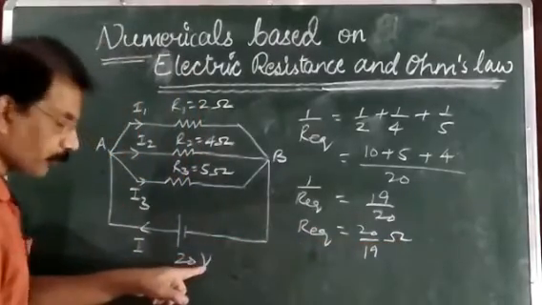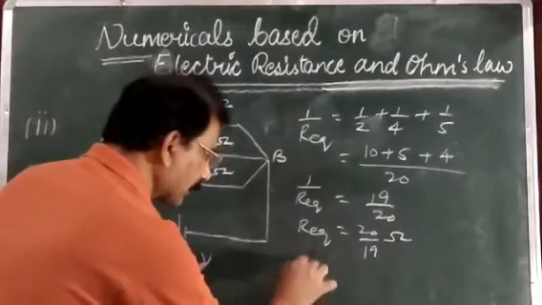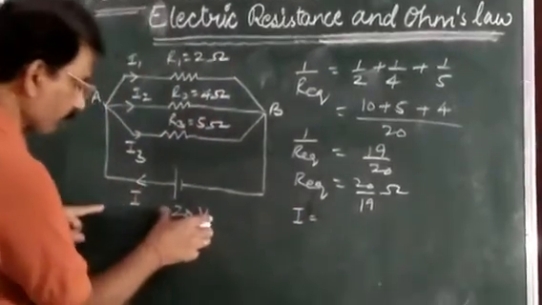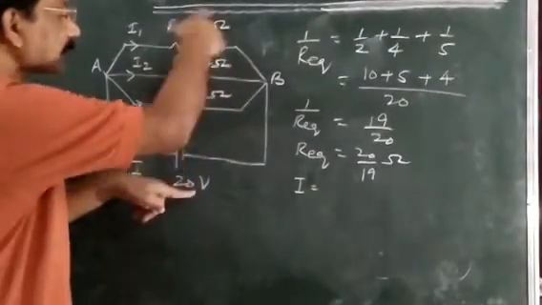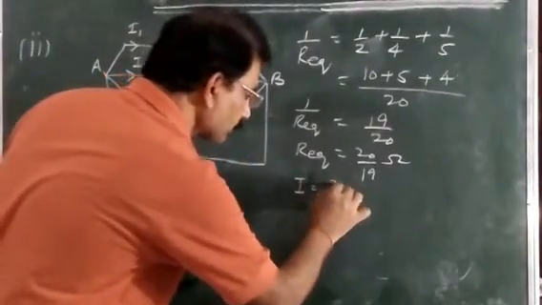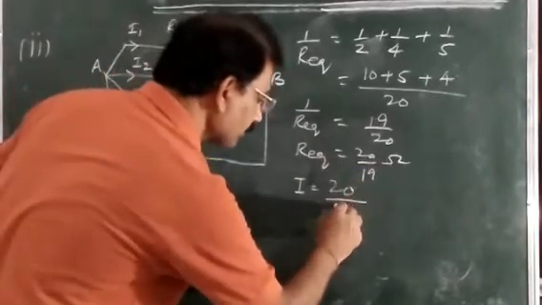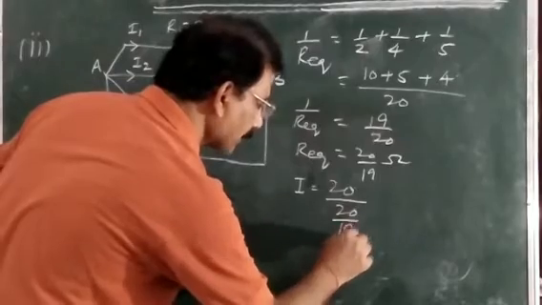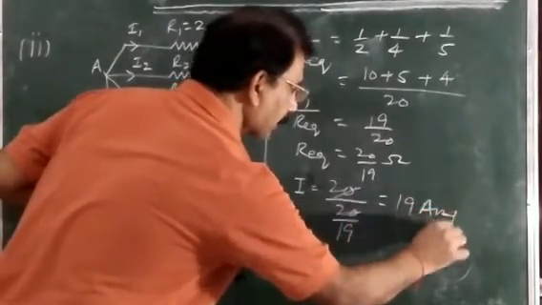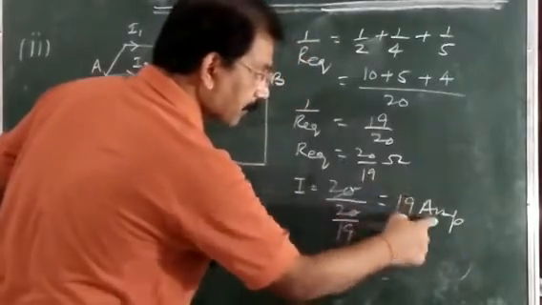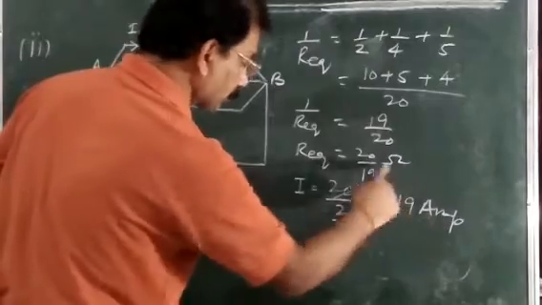And now potential of this battery or cell is 20 volt. So the current drawn from this cell, I is equal to V, means potential of this cell upon equivalent resistance. So you can say I is equal to 20 V upon R equivalent, which is 20 upon 19. It means this becomes 19 ampere. Unit must be there. Without unit in the board exam, you will get no marks. So unit should always be there.